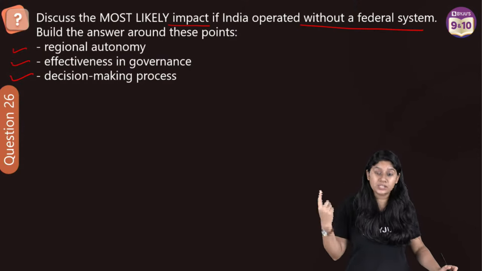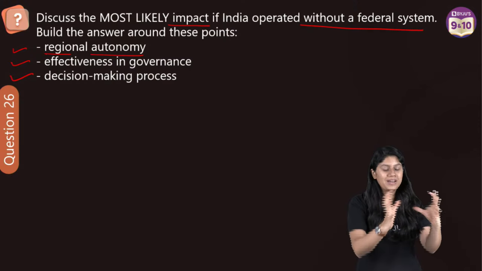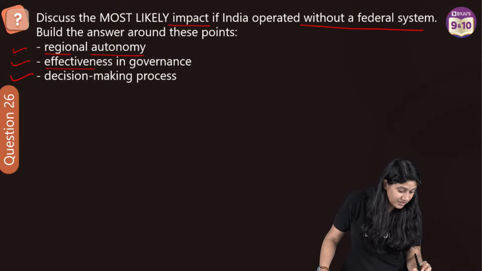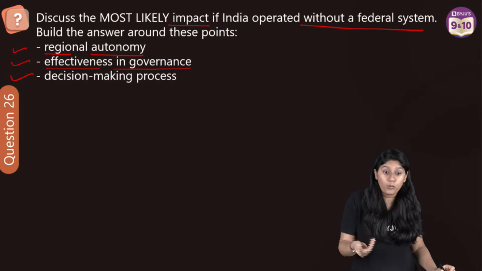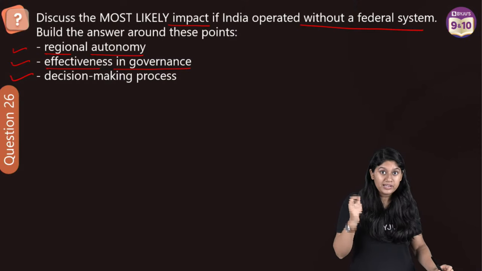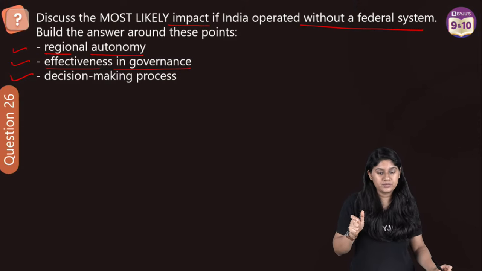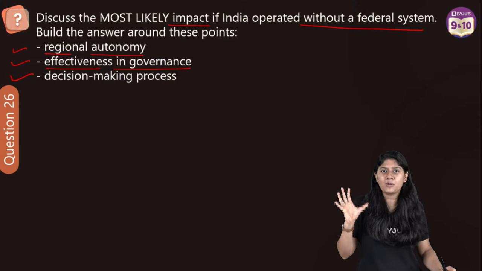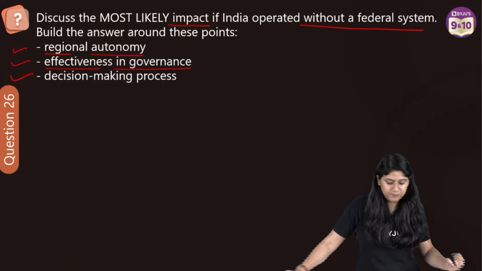First, of course, we have to think about the regional autonomy, right? If we just have one region and they take all the power altogether. Effectiveness in the governance, how effective the government that will be formed will be. And the last, if the federal government is not there, how the decisions will be taken. So everyone, are we clear with the question? The question looks a little bit complicated, but trust me, the question is really very easy.